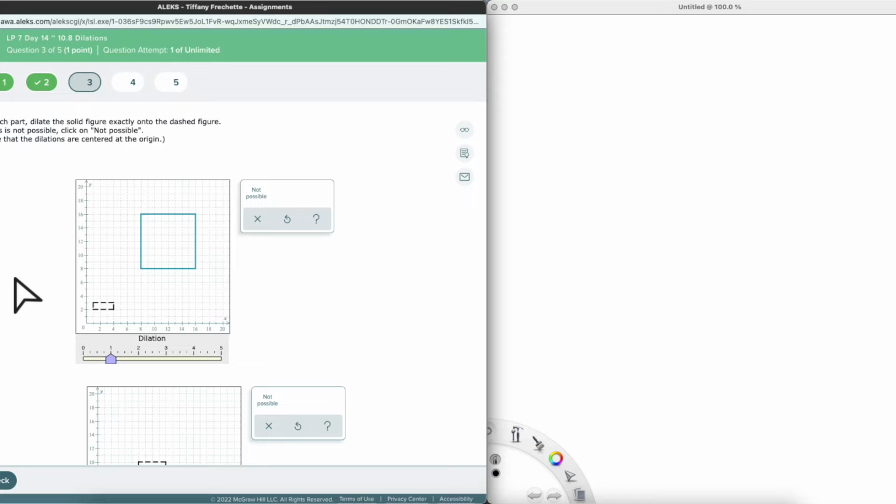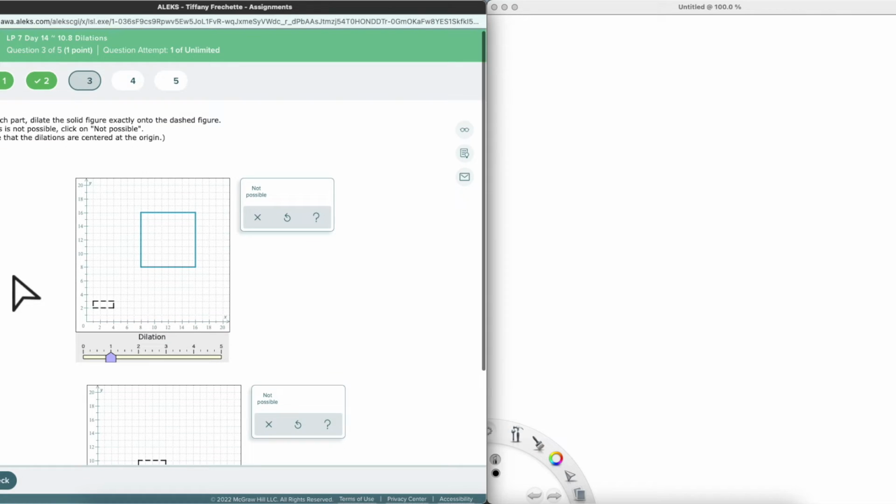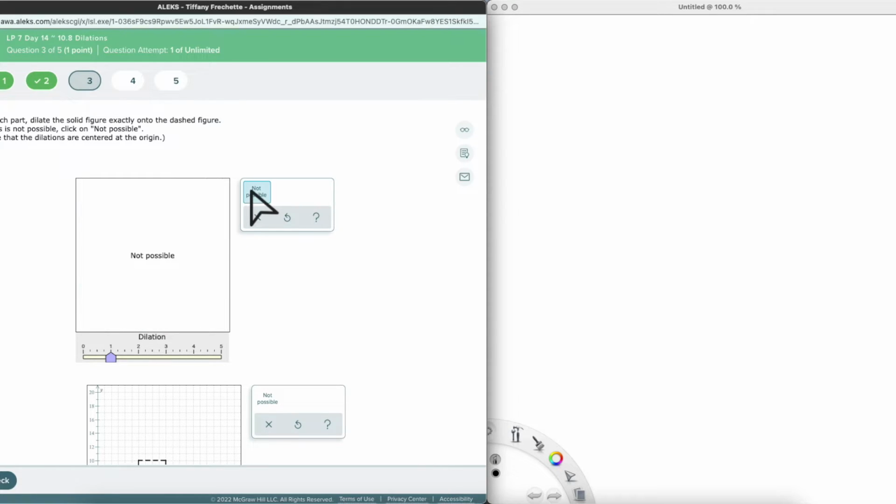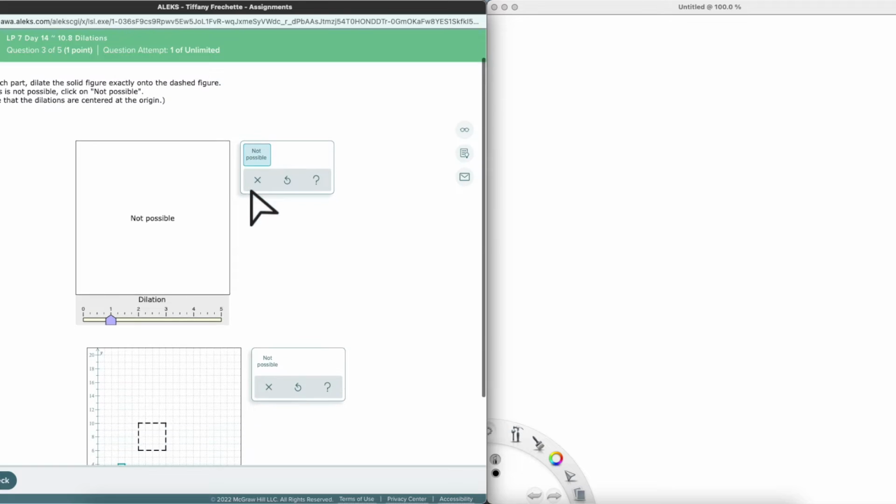All right. So in each part, dilate the solid figure exactly onto the dashed figure. If it's not possible, click not possible. So in order to dilate a figure from one to the other, they need to be the same shape, just like I said on the last one. A dilation doesn't change the shape, it just changes the size. So if we look at these two shapes, they are not the same. This is definitely a rectangle, this is definitely a square. So I'm already going to click not possible. There's no way I could dilate one onto the other.